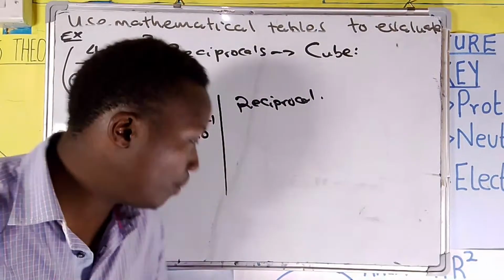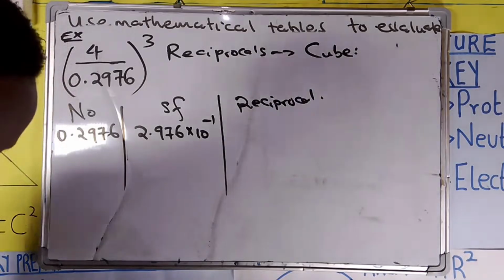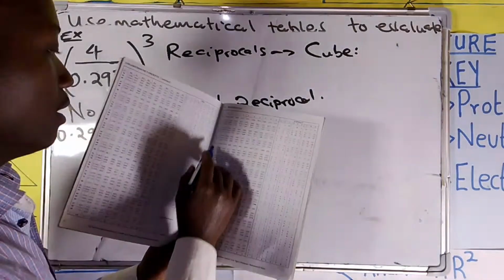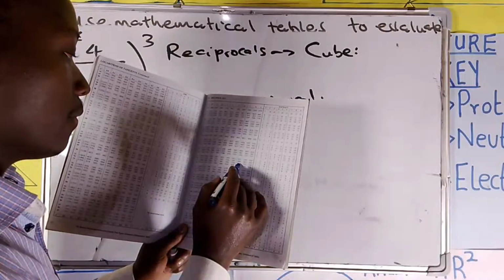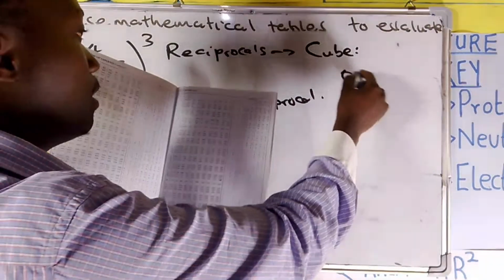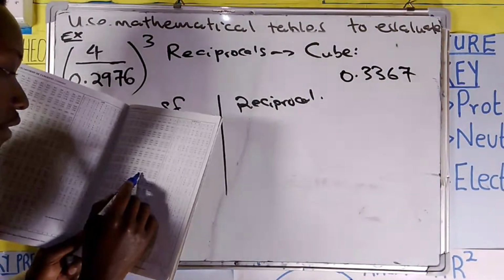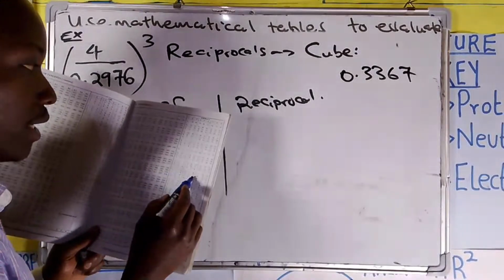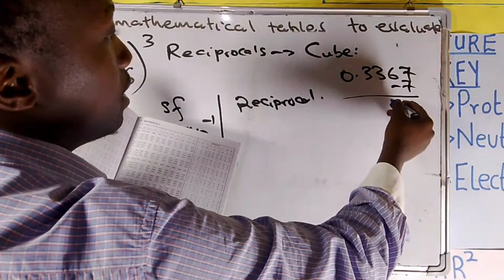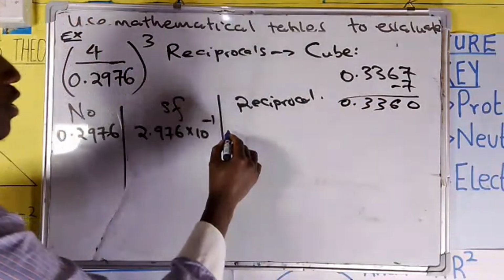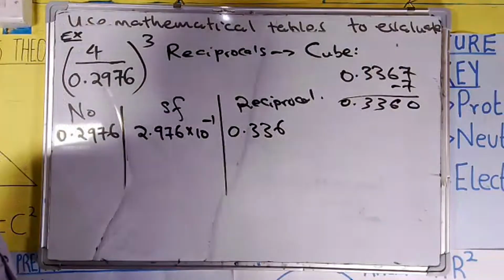So the reciprocal of 2.976, page 19, 2.97, it will be 0.3367. Then we go to 6, we will subtract 7. So you have 0.6330. So it will be equal to 0.336. Even if we leave that 0, it is insignificant.